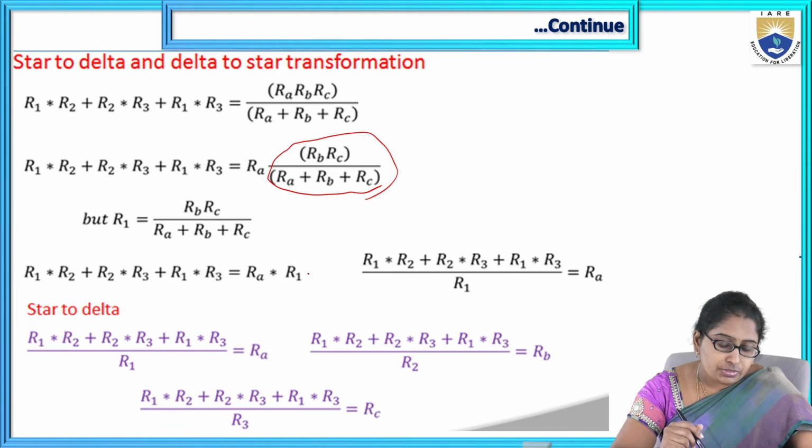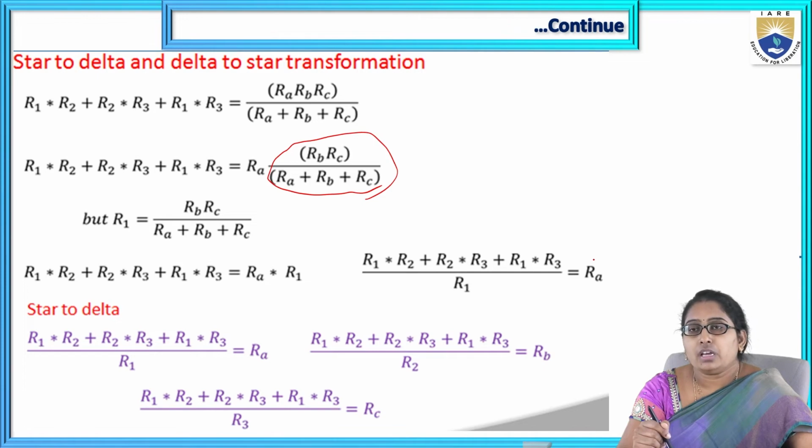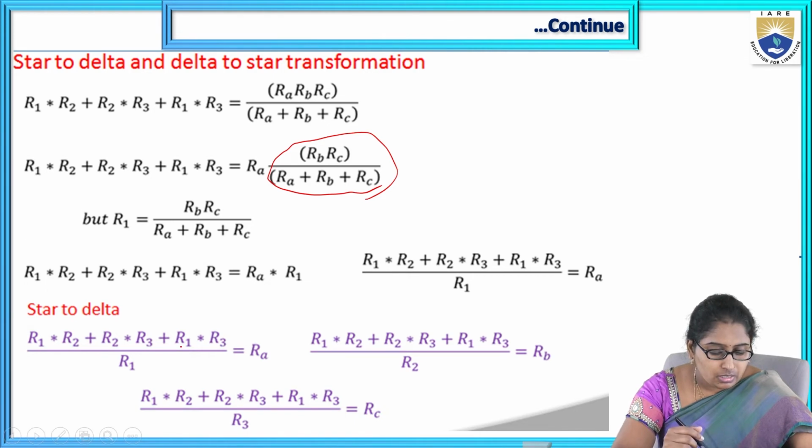So this whole is replaced with R1 into R1. So the expression for RA is given by R1 R2 plus R2 R3 plus R3 R1 by R1. That means the star network elements are given in terms of delta. So this is the expression for RA. Similarly, we can write for the other two elements, that is RB and RC also.